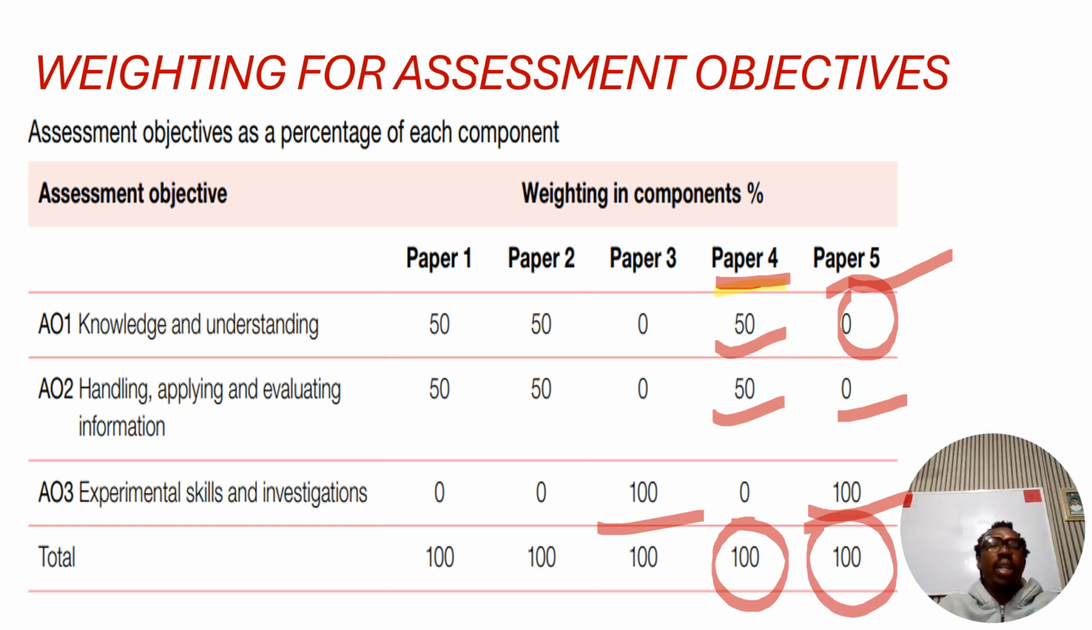We're going to talk about knowledge and understanding. We'll explain more on knowledge and understanding, handling, applying, and evaluating information, which is assessment objective 2, and experimental skills and investigation. It's a practical skill, only tested in paper 3 and paper 5. For A2, it's only tested in paper 5. You will have planning, analysis, and evaluation. So please take note of that.